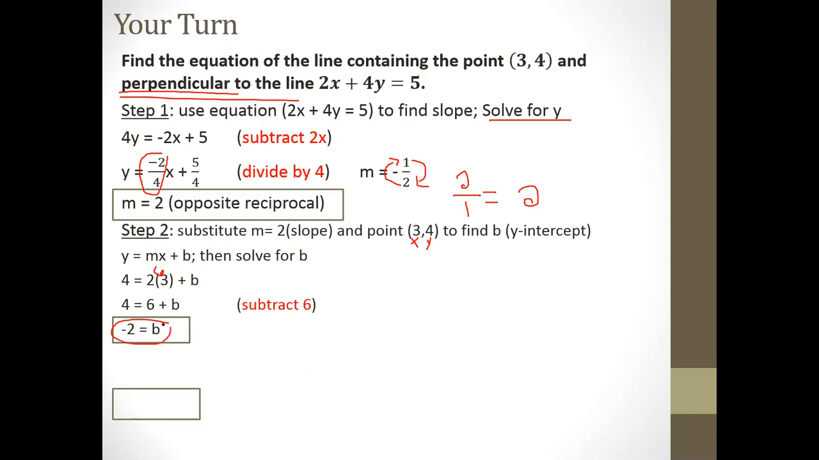Now we can write the equation. Use your b, use your slope, which we found as being 2, to write the equation. So our equation would be y equals 2x minus 2. And that concludes our notes.